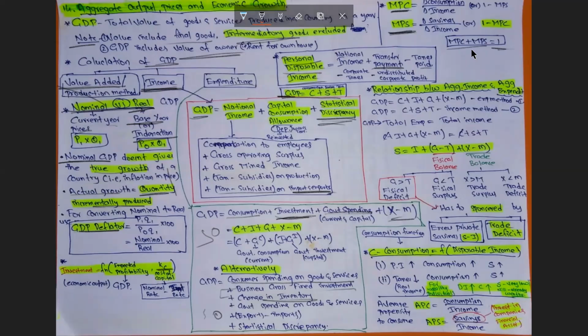The relationship between aggregate income and aggregate expenditure: we know that calculation of GDP can be done in 3 ways: value-added method, income method, and expenditure method. GDP computed using the income method will be the same as that of the expenditure method. So both GDPs should be equal. By equating both equations, we get savings is equal to investment plus government expenditure minus taxation or revenue, plus export minus import. The government expenditure minus taxation is called fiscal balance, and export minus imports is trade balance.